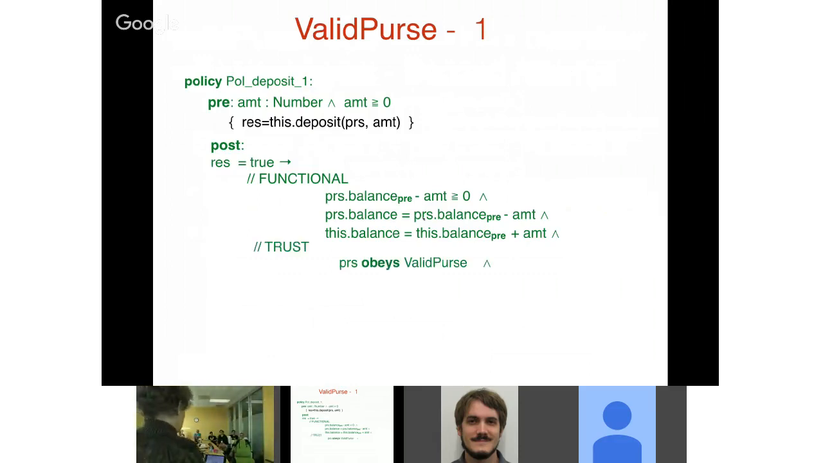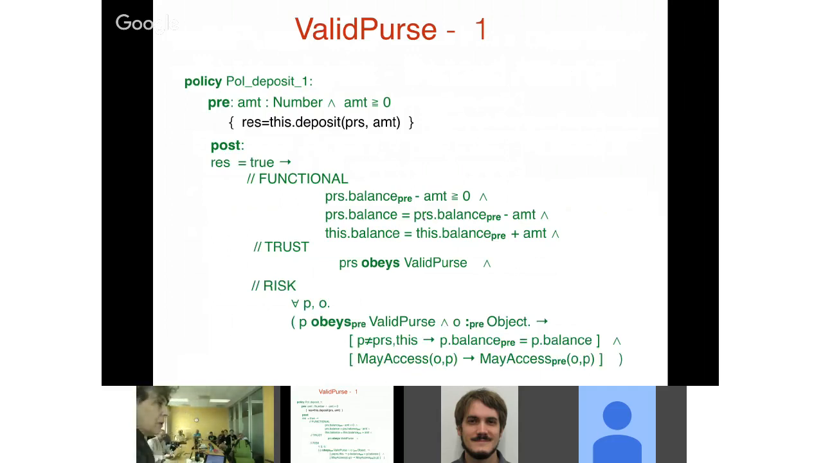The next part of the specification has to do with trust. It says we now know that the argument purse obeys the specification of valid purse. And the last component is risk. It is related to what James showed you at the beginning. So we know for all P's, which stands for purses, and objects O, if P is a valid purse and O is an object, then first of all, the balance of the purse will not have been affected by this operation. The balance of the first purse before and after the operation will be the same. And moreover, any object that can access the P, the particular purse, after the operation could access it before. That means we do not leak access to purses, and that is essentially to make sure that the escrow cannot mess up purses. We will see an example of this later.